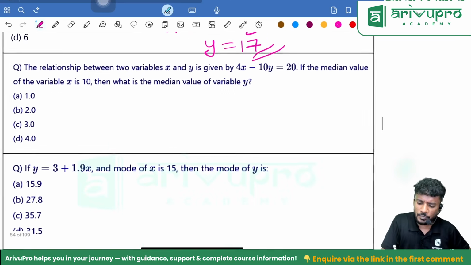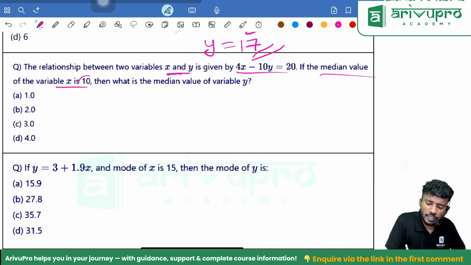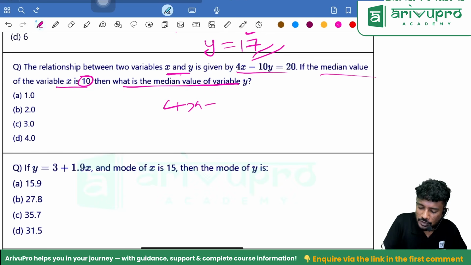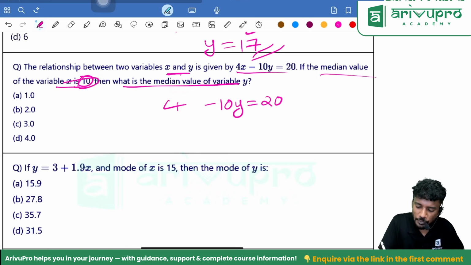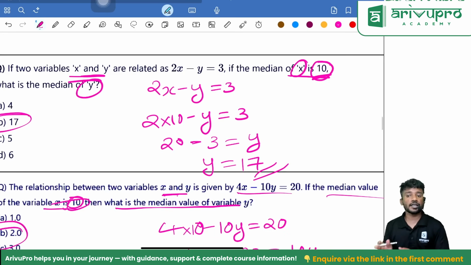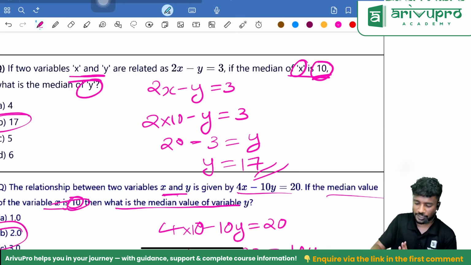Look here. The relationship between two variables x and y is 4x minus 10y is equal to 20. Then the median value of x is 10. What is the median value of y? 4x minus 10y is equal to 20. Instead of x, we put 10. That means 40 minus 20 is equal to 10y. That means 20 divided by 10 is equal to y. Y is 2. Don't write these steps, just use a calculator. I am writing just for the sake of writing, since you are not using a calculator.